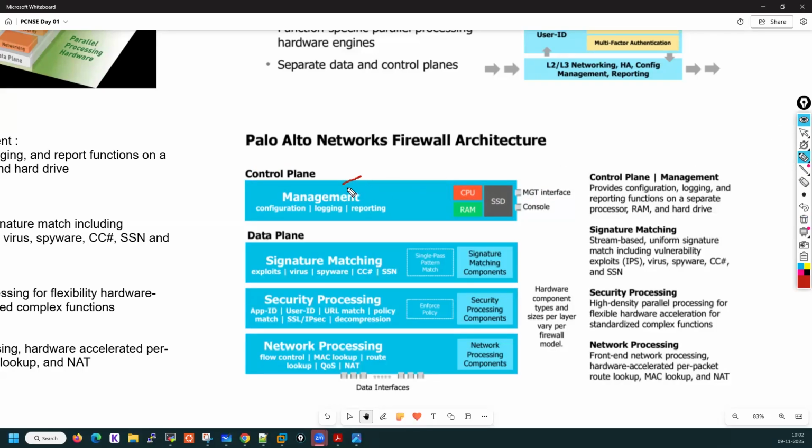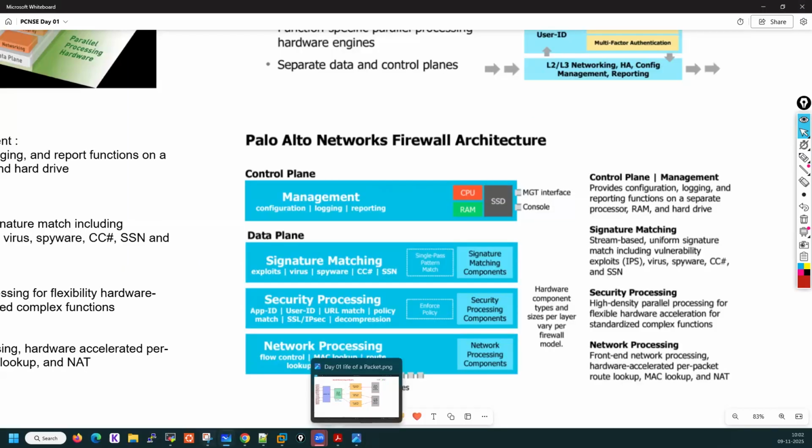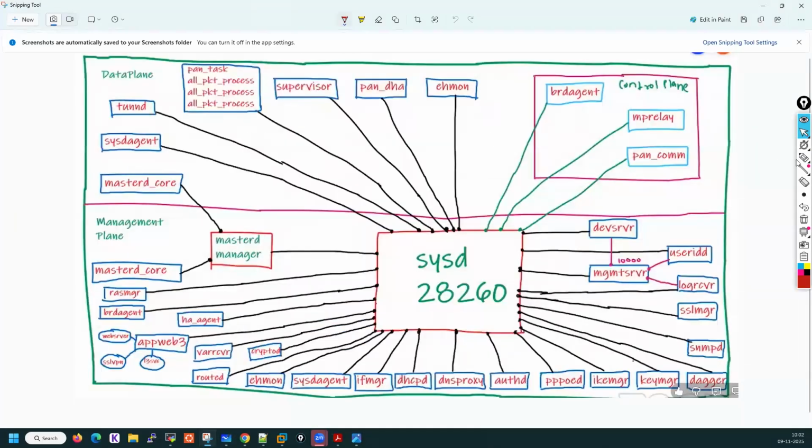Apart from configuration, logging, and reporting, as I mentioned, what is the operating system in your Palo Alto? PAN-OS. PAN-OS is a customized version of BSD Linux, which means all the daemons, all the processes are running there. Daemon means process. So if you see here, I have a management plane and I have a data plane.